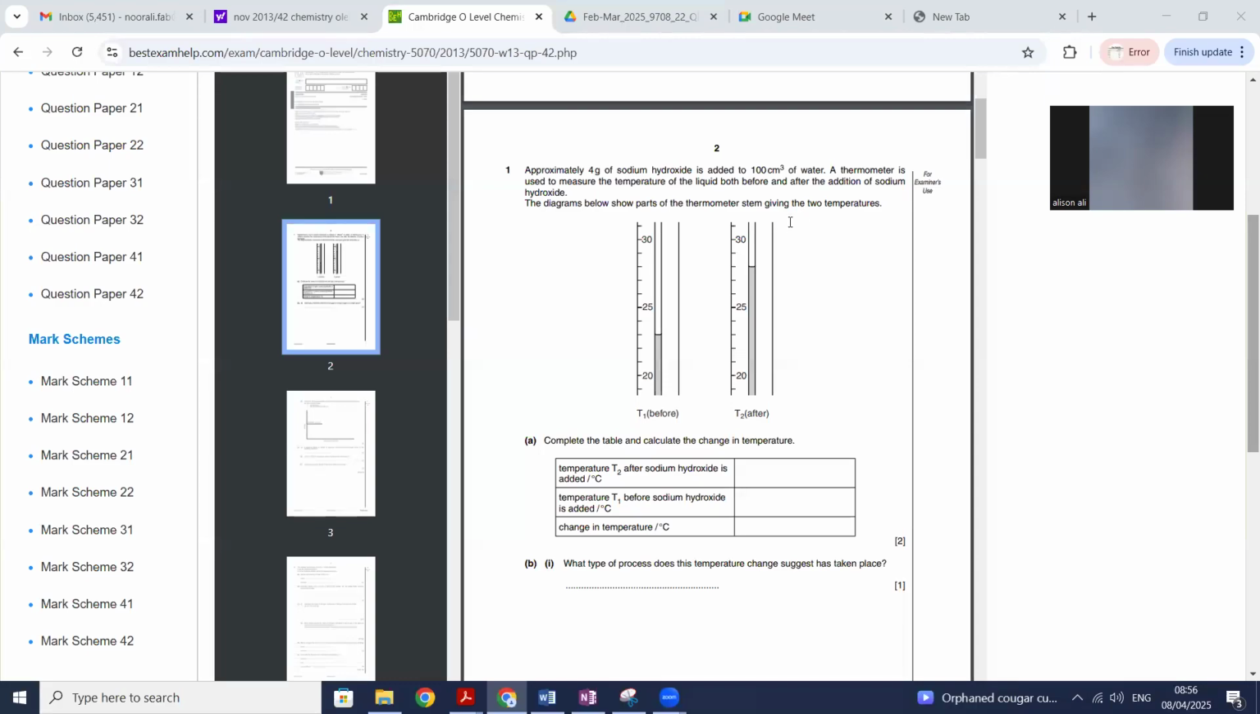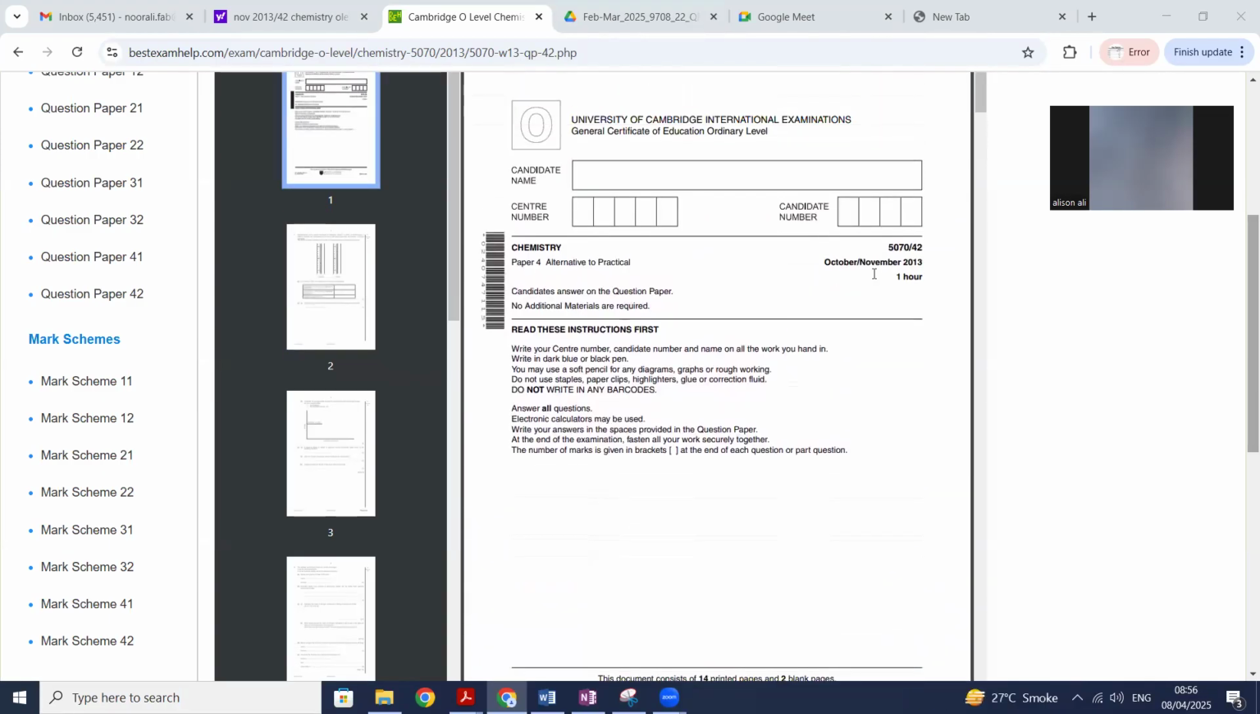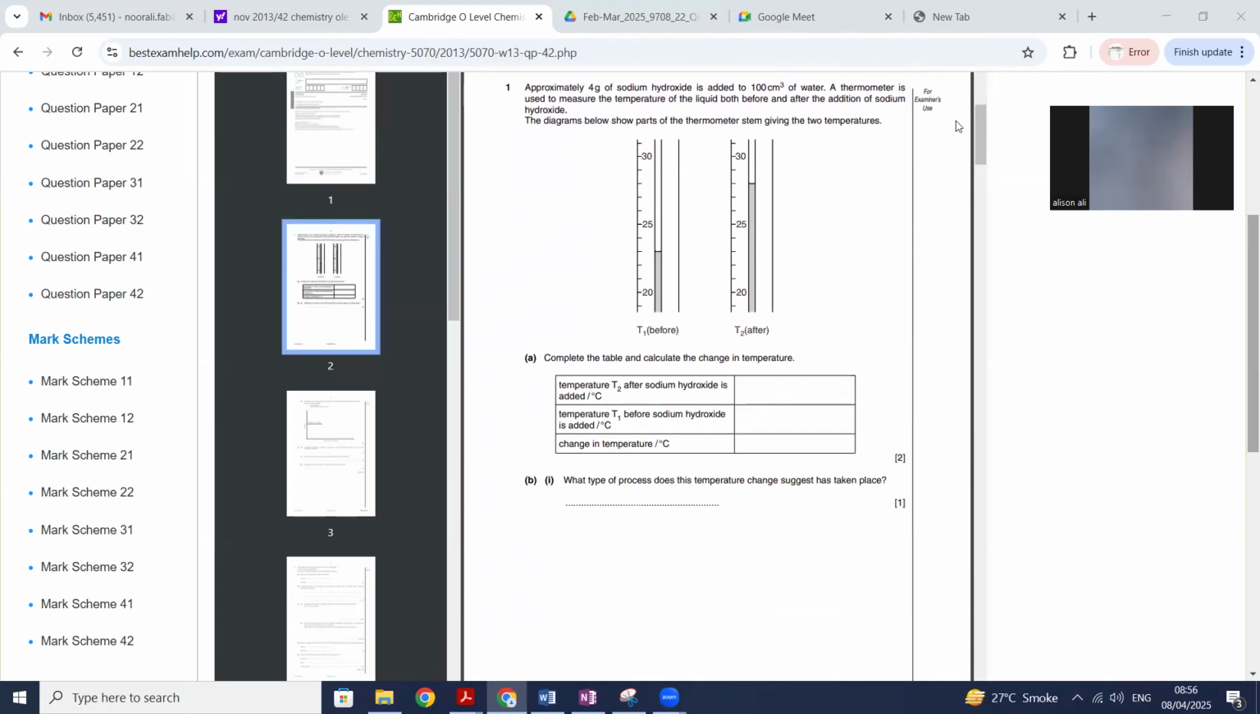Okay, so when we talk about this, for example, this is an important question. This is the October, November 2013 paper. Okay, now it says approximately 4 gram of sodium hydroxide is added to 100 centimeter cube of water. A thermometer is used. The diagram shows the part of two thermometers. Readings are completed in the table below. Calculate the change in temperature.